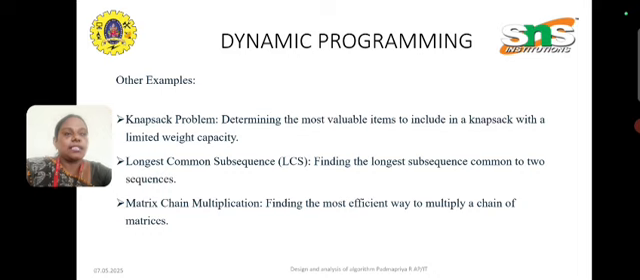Other examples are the knapsack problem, longest common subsequence, and matrix chain multiplication. The knapsack problem is determining the most valuable items to include in a knapsack, which is a kind of bag that has a limited weight capacity. We have to add things in that bag based on the capacity. The longest common subsequence is finding the longest subsequence common to two sequences. Matrix chain multiplication means finding the most efficient way to multiply a chain of matrices.